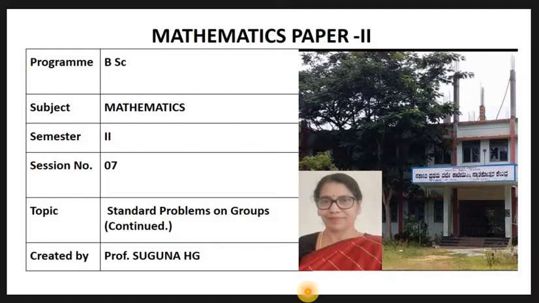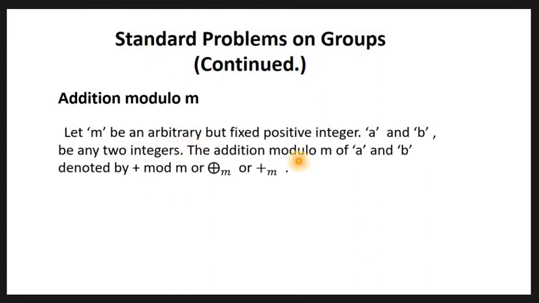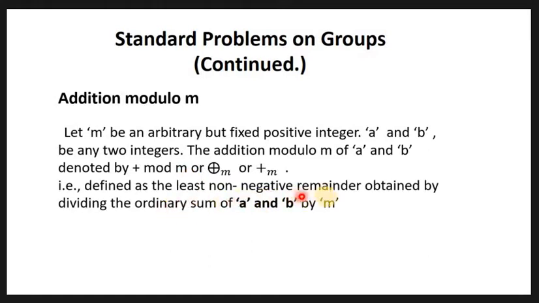In this video, I am presenting you standard problems on groups, addition modulo m. Let m be an arbitrary but fixed positive integer, a and b be any two integers. Then the addition modulo m of a and b, denoted by a plus mod m b, is defined as the least non-negative remainder obtained by dividing the ordinary sum of a and b by m. The sum of a and b is divided by m and that remainder we consider.